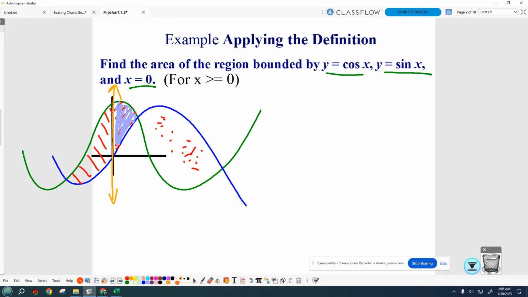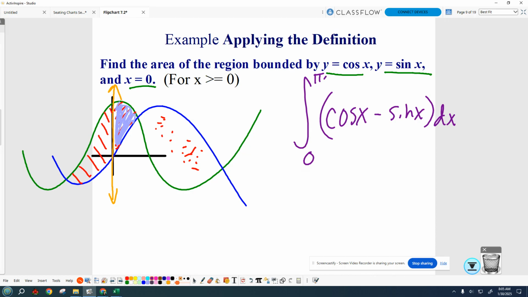Okay, what's the top curve, Max? Top curve should be cosine x. Evan, what's the bottom curve? Top minus bottom. What are the bounds, Naomi? Would it be 0 to pi over 4? Okay, so how do we get pi over 4?